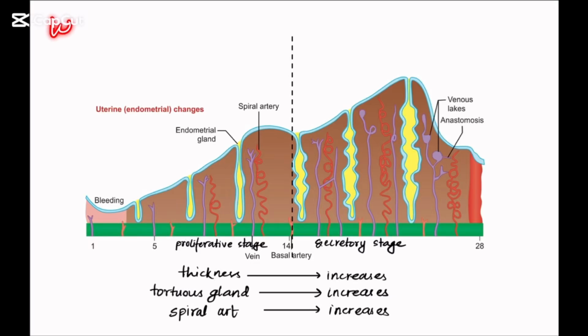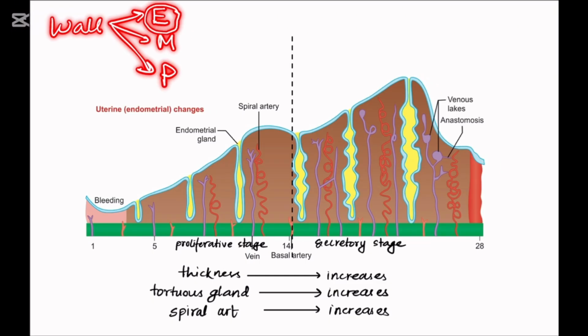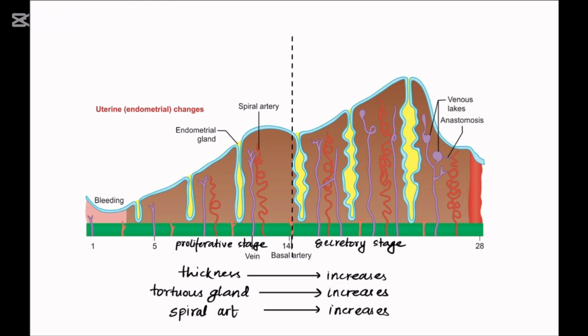The wall of the uterus contains three layers: the endometrium, the middle myometrium, and the outer perimetrium. The inner endometrium fluctuates in properties throughout the menstrual cycle. The menstrual cycle has two stages: the proliferative stage, which is under the control of estrogen, and the secretory stage, that is under the control of progesterone.